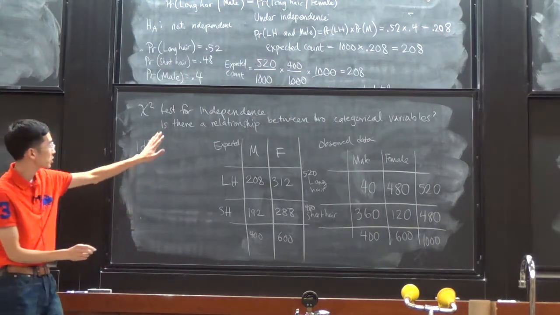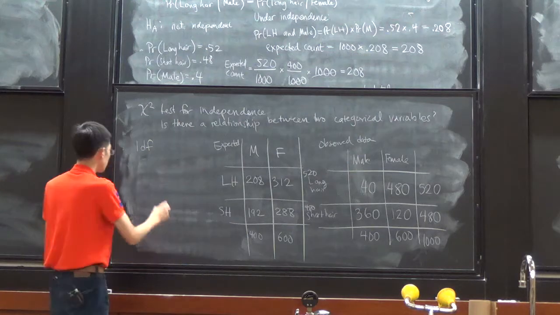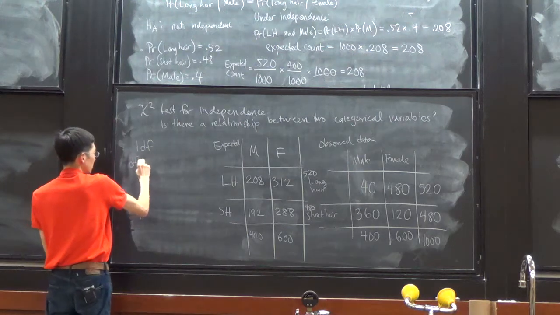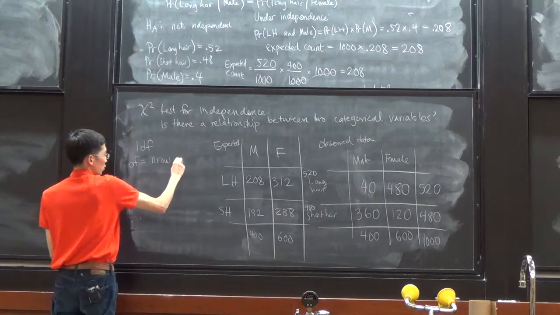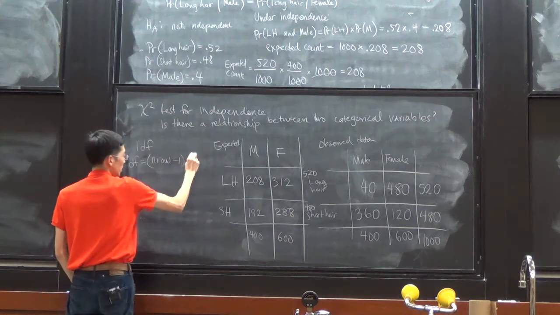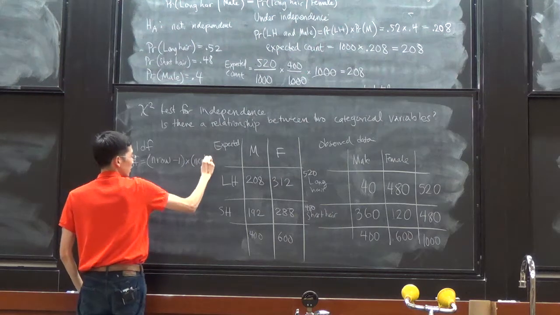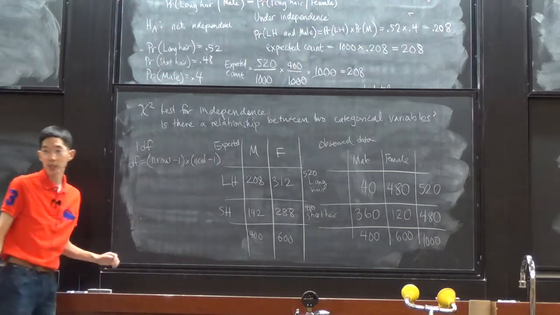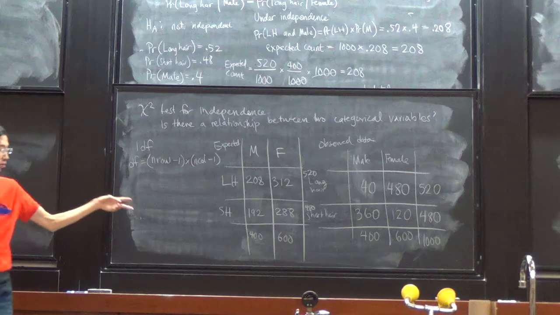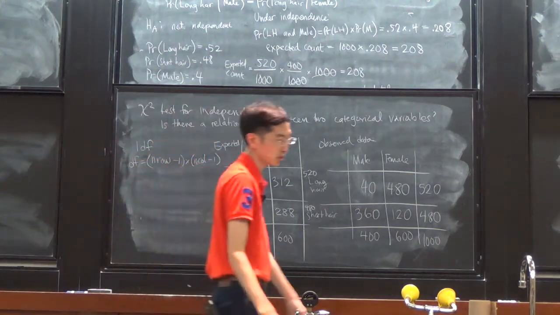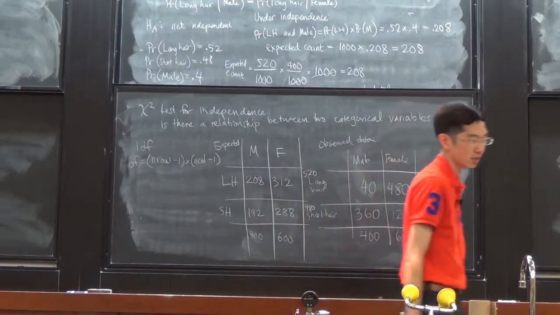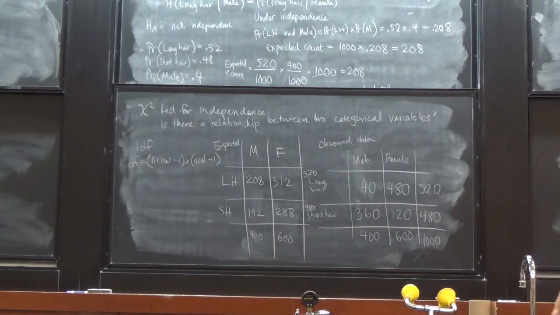And anytime you are doing a chi-squared test for independence, your degrees of freedom is equal to the number of rows minus 1, times the number of columns minus 1. So in this case, we have 2 rows and 2 columns. So 2 minus 1 times 2 minus 1 is 1. We have 1 degree of freedom.